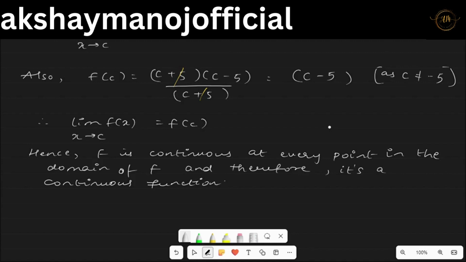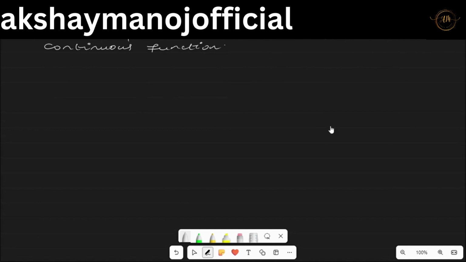Therefore it's a continuous function. Fine. Alright, we can go ahead with the next function.